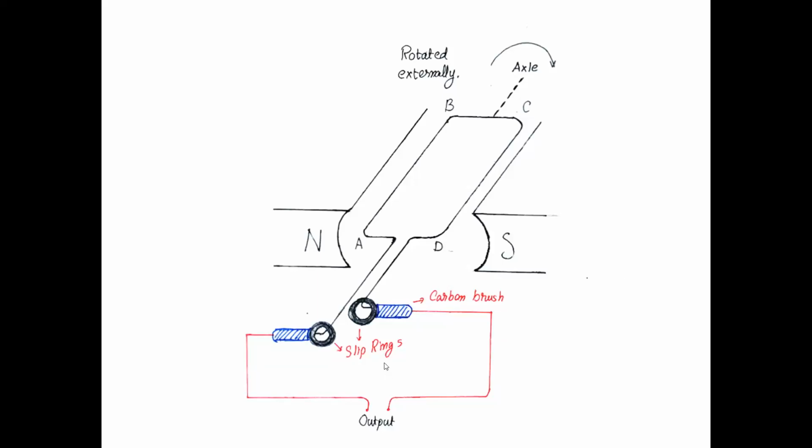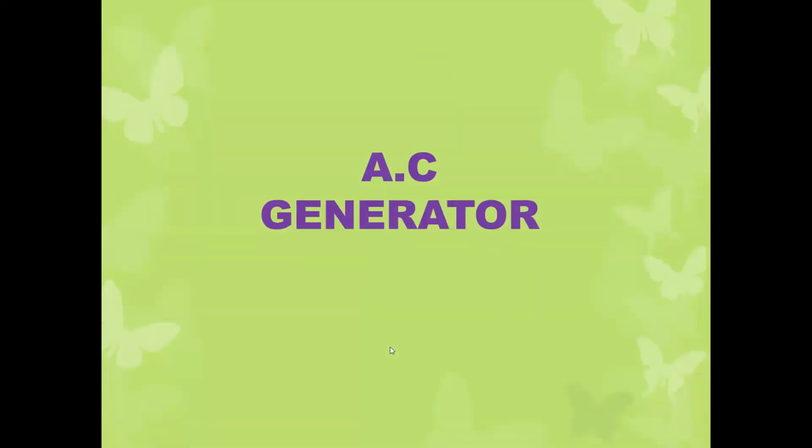So we are starting AC generator. The main topic was generator. There are two types of generator, AC generator and DC generator. If you remember that idea, generator is actually a device used to generate electricity. DC and AC are two generators.